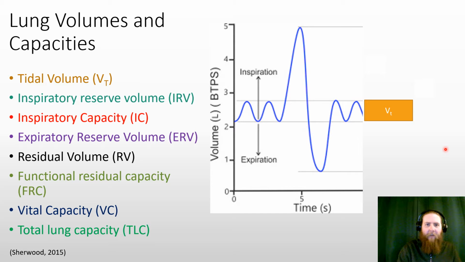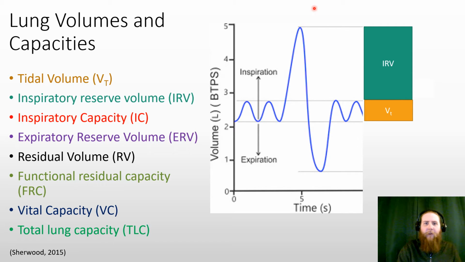Now our next one is the inspiratory reserve volume. And it's this chunk here on the graph. And this is the extra air that you could inspire outside of the tidal volume, so outside of this normal range here, anything above this. And to do this, we have to maximally stretch the diaphragm, we have to stretch the external intercostal muscles and the accessory muscles to get this extra volume inside.